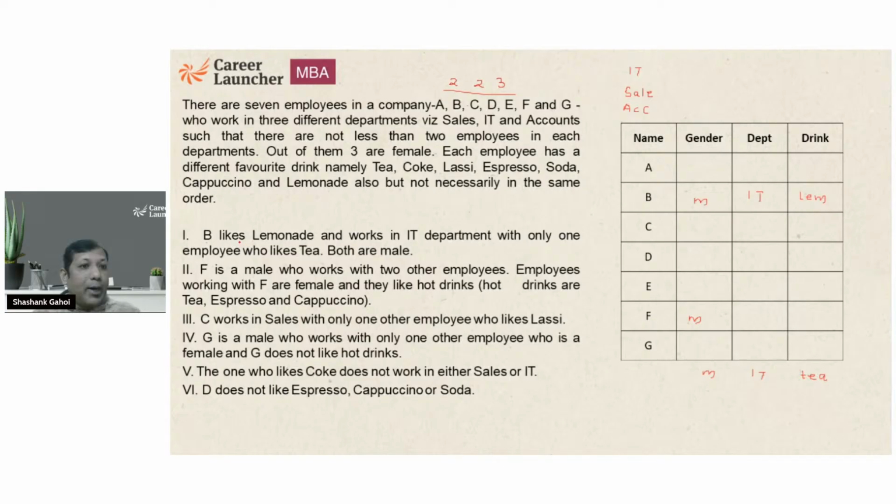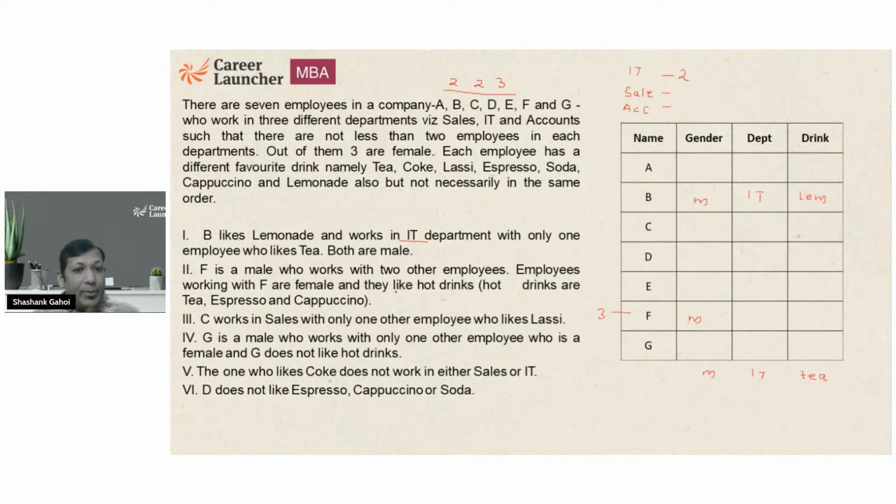Now, if I talk about IT, in IT there are exactly 2 people. Now one of the other 2 departments is going to have 2 employees, and the other is going to have 3 employees. F is a male who works with 2 other employees. So F works in a department where there are 3 people. F is working in a department that has 3 people. Now it can be either sales or accounts. It is definitely not IT.